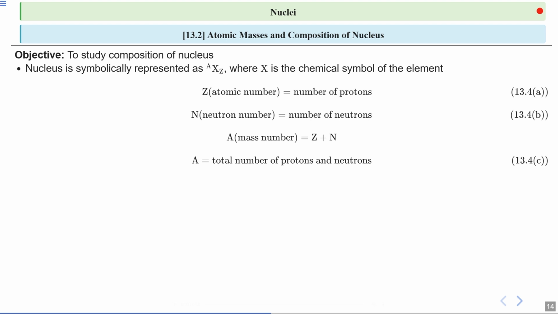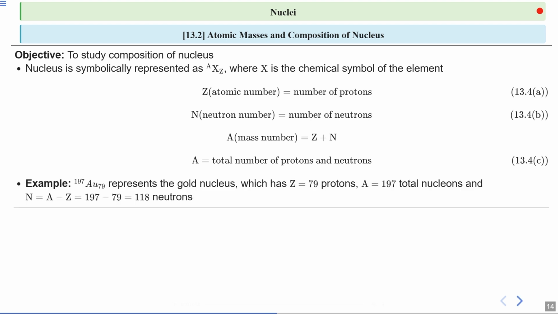To summarize, A represents the total number of protons and neutrons in the nucleus. So for example, gold-197-79 represents the gold nucleus, which has Z equal to 79 protons. So the atomic number is 79. Mass number A is equal to 197, so the mass number represents the total nucleons, 197. So the number of neutrons can be found. N equals mass number minus atomic number, A minus Z, which is equal to 197 minus 79, which is equal to 118 neutrons.